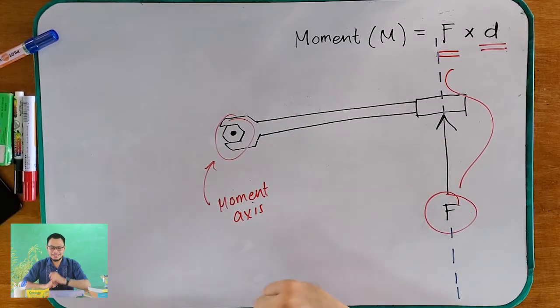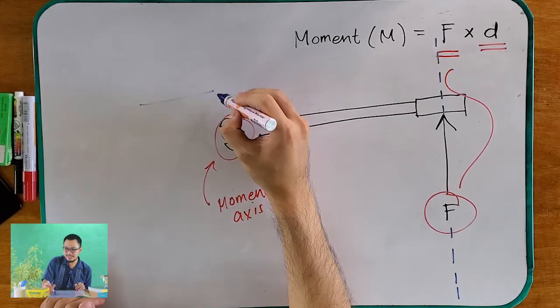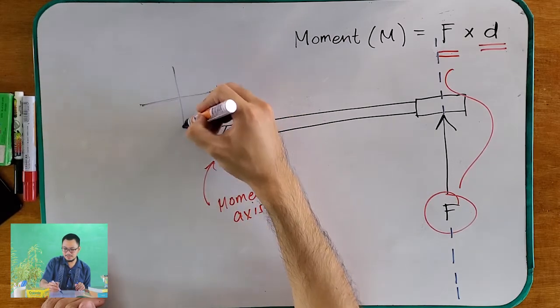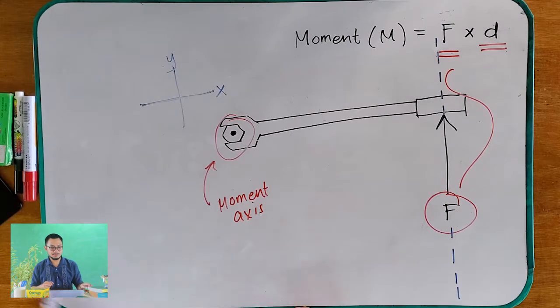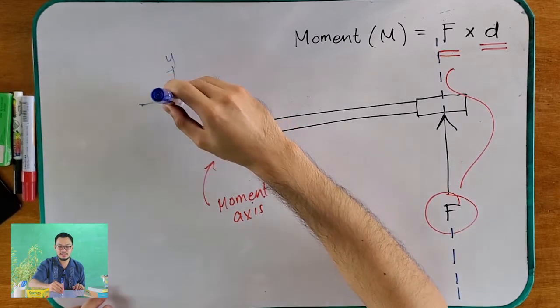And also take note, why did I write axis? If you think of an axis, it is like the x and y axis. Let's imagine it this way. This is your x-axis, this is your y-axis, and your z-axis is actually going towards the lens of the camera. And your moment axis is, in this case, your z-axis. So take note of that. It is an axis, not a point.